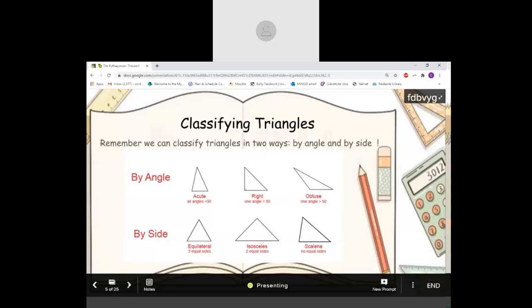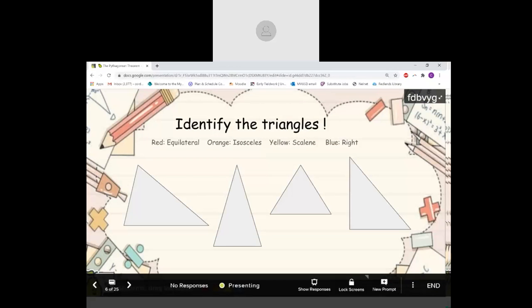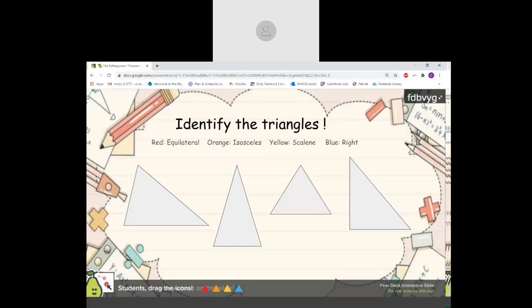All right. So I want you guys to help me out. Show me that you guys are paying attention. Let me see you drag your triangles over to the correct spot. So a red triangle should go on an equilateral. An orange should go on an isosceles. A yellow should be on scalene. And a blue should be on a right.